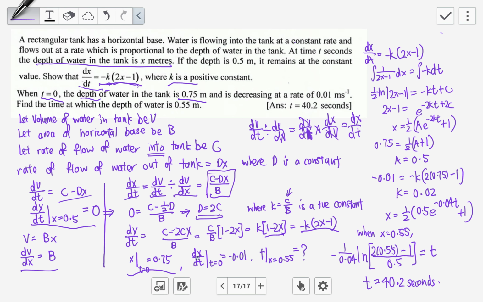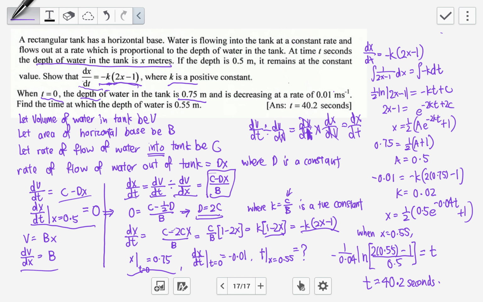So dx/dt is decreasing at the rate of 0.01 meter per second, right? So what is decreasing? The depth is decreasing, and the rate of decrease is dx/dt. The rate of decrease of depth of water at t equals 0 equals minus 0.01. It is decreasing, therefore it has a negative sign.